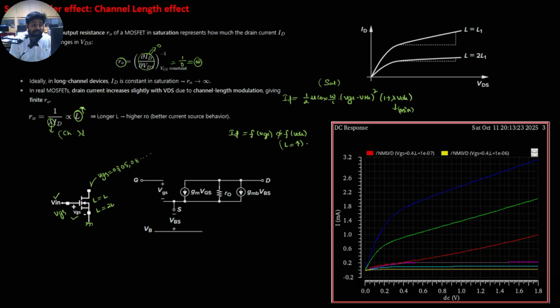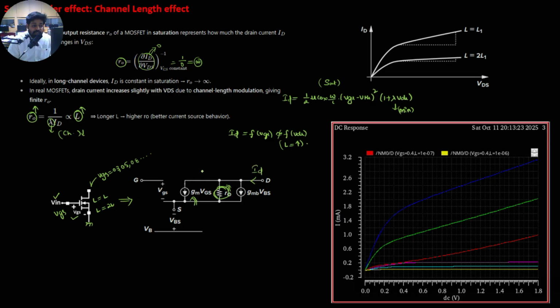That is possible by keeping the length of the device maximum, so that R naught becomes maximum. Once R naught is maximum, large changes of VDS cannot change the ID. This factor will be very, very small, so one upon this factor will be very, very large, so R naught will be very high. This is the small signal model of the MOSFET. R naught of this device is very, very high, so it will be neglected.